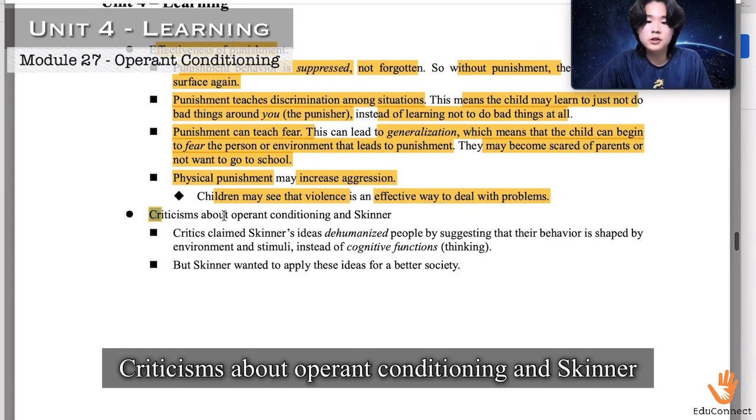And some criticism about operant conditioning and B.F. Skinner is that critics claimed Skinner's ideas dehumanize people by suggesting that their behavior is shaped by environment and stimuli instead of cognitive functions, which is thinking. So B.F. Skinner was criticized a lot at this time when he presented this idea. But Skinner wanted to apply these ideas for a better society.